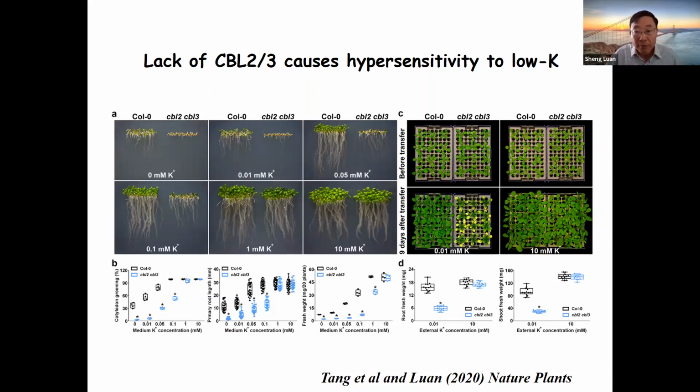Under normal potassium level, the plants are normal. But if you transfer those plants to low potassium, 10 micromolar or 0.01 millimolar potassium in the medium, after 9 or 10 days, I think, the seedlings show a very typical potassium deficiency phenotype, right? So both assays suggest that CBL2 and 3 are very important for low potassium response or low potassium adaptation.